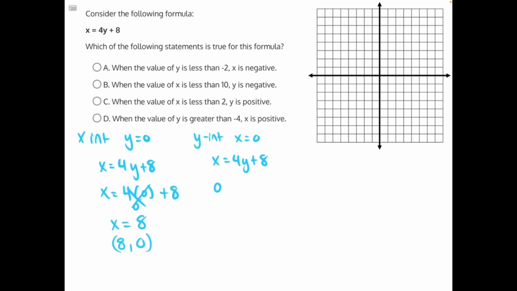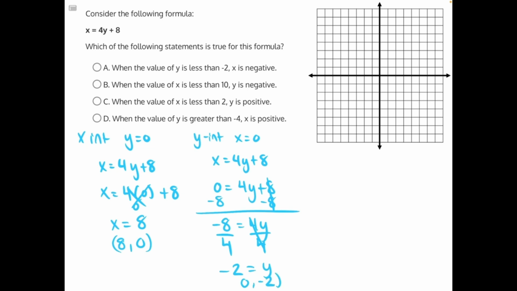Then our y-intercept, or when x equals 0, will look like this. Instead of x, we'll write 0 equals 4y plus 8. Then we can do opposite operations, subtract 8 from both sides. Then we'll have negative 8 equals 4y. 4 is being multiplied to y, so the opposite operation is division. These will cancel, giving us negative 8 divided by 4, which is negative 2 for y, or the coordinate point (0, -2). Here I've plotted our intercepts.